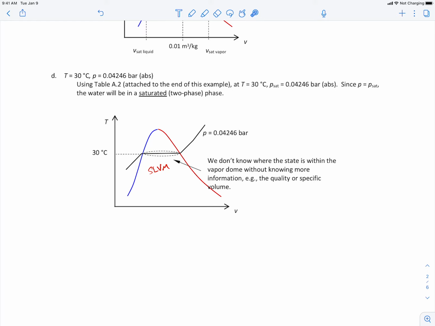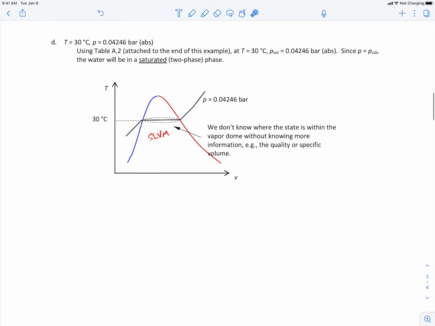That additional information could be a quality, which we haven't talked about yet in lecture, or the actual specific volume, or maybe the specific internal energy. Some other piece of information to nail down where we are exactly. But all we can say at the moment is we're under the vapor dome in the saturated liquid vapor mixture region.